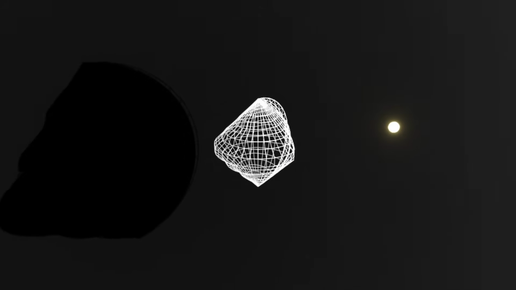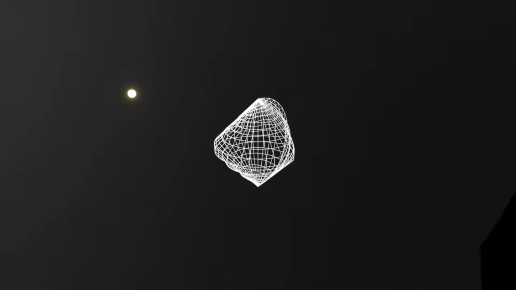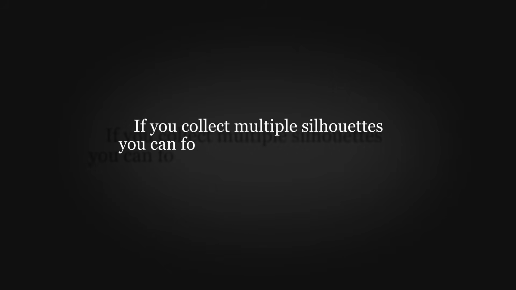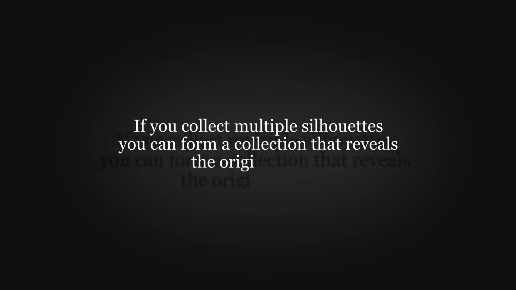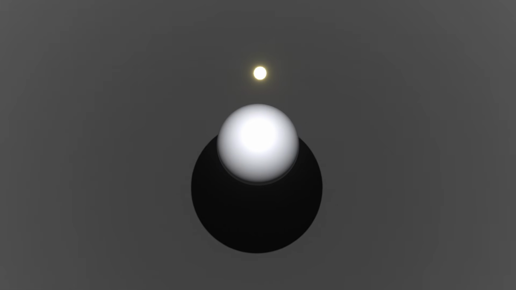Light travels in straight lines, so when an object blocks that path, a shadow forms, projecting a silhouette. If you collect multiple silhouettes, you can form a collection that reveals the original shape. For example, a sphere projects the same circular outline no matter where you shine the light.